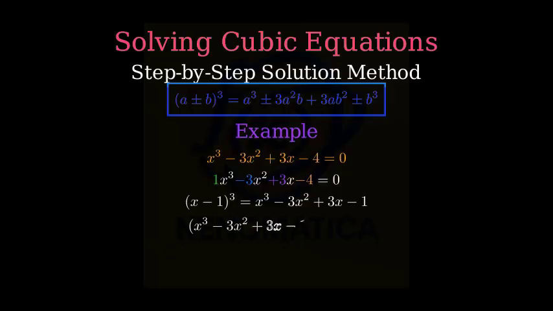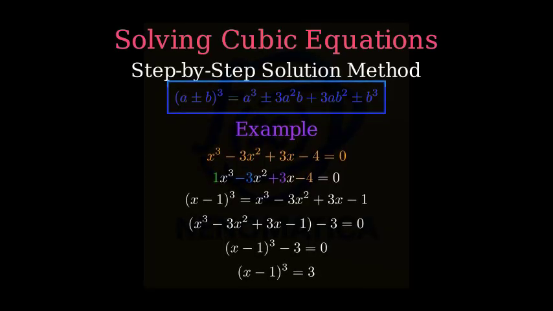We get (x³ - 3x² + 3x - 1) - 3 = 0. Now, let's recognize that the expression in parentheses is exactly (x - 1)³, so we can substitute it, giving us (x - 1)³ - 3 = 0. Let's isolate the term (x - 1)³ by adding 3 to both sides of the equation. We get (x - 1)³ = 3.